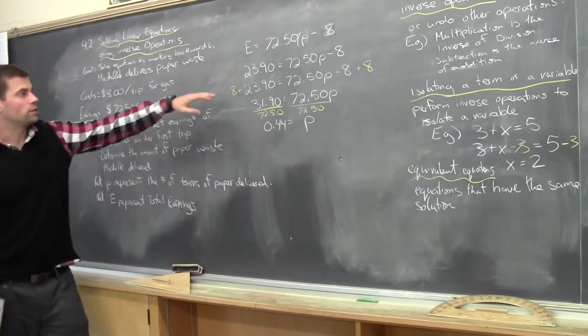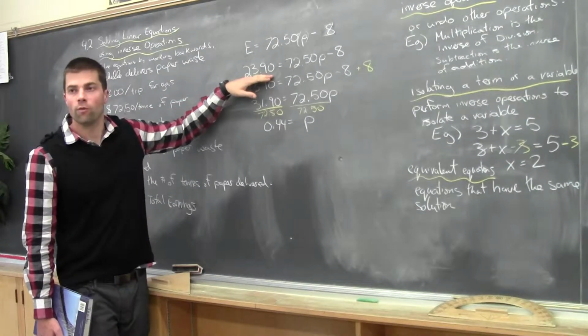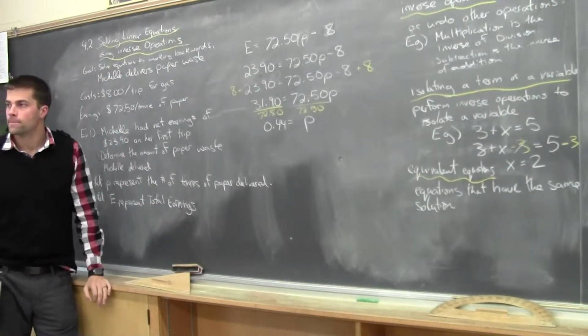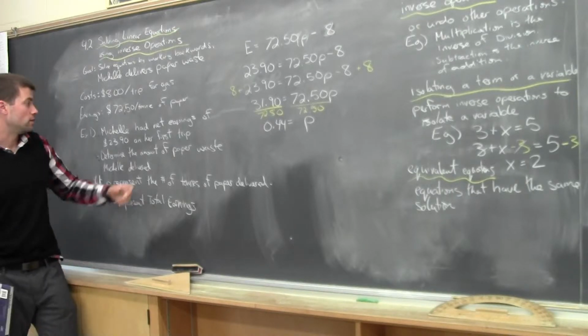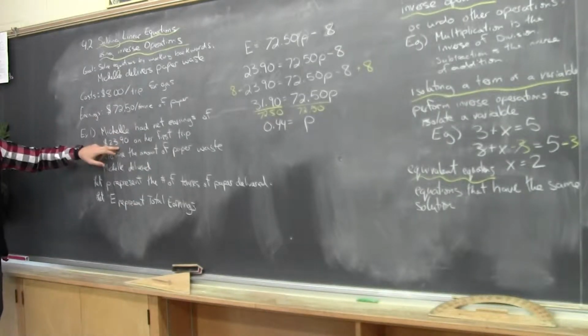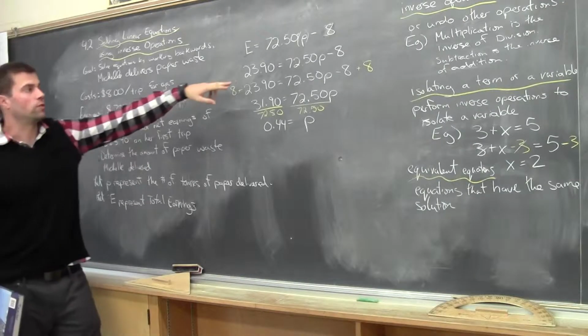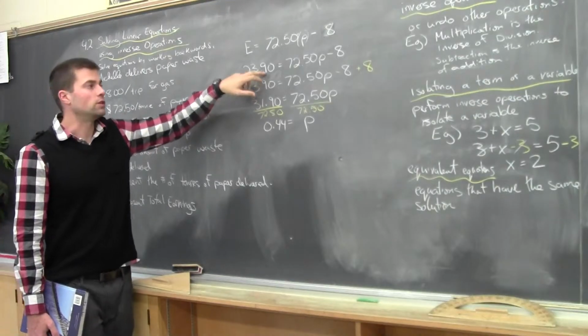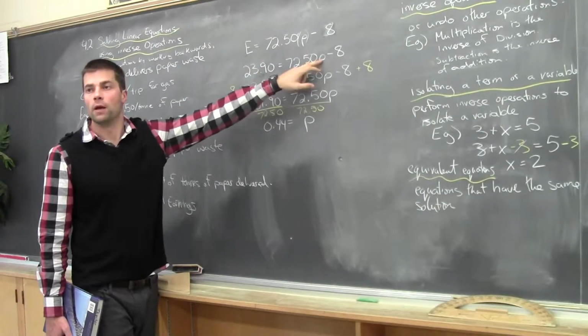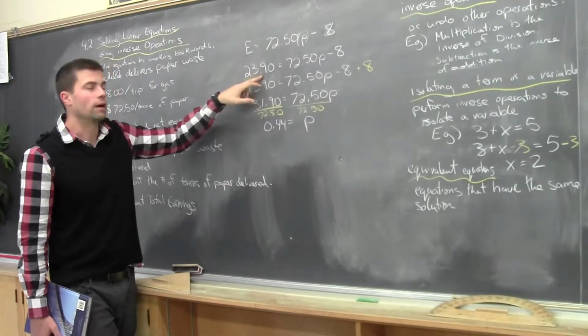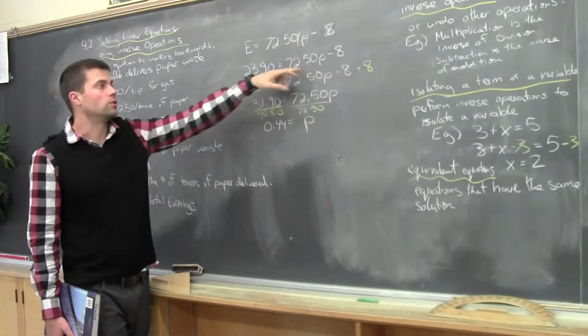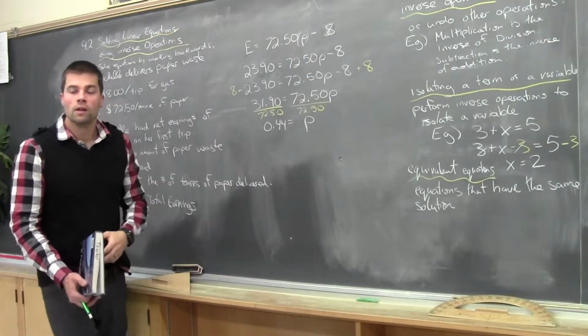All right, so we had developed this equation. This 23.90 is from where? Yeah, it tells us she made $23.90. So that's my earnings for this particular trip. And we're trying to figure out how many tons of paper she dropped off by making that much money. Okay, so basically we're solving for the value of P.